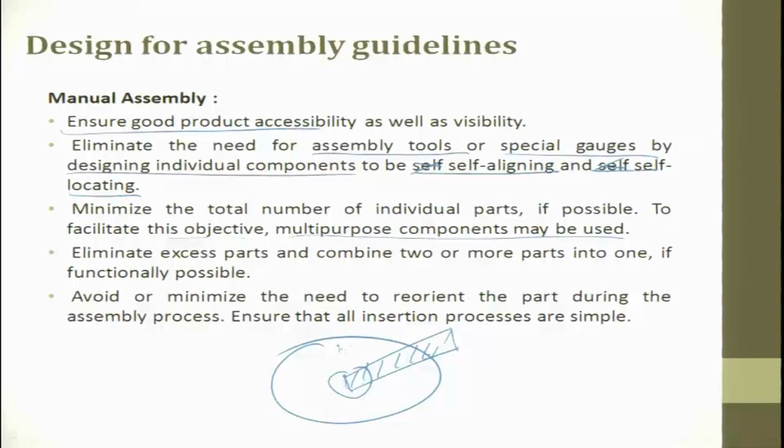So now if you make it as a single piece, like injection molding, if I draw the side view it will be something like this. So here, eliminate the excess parts and combine two or more parts into one, if functionally possible. Then avoid or minimize the number of reorientations of the parts. See, if you look at a PCB, all the assembly of ICs and other things happens only in one direction. Why? Because assembly happening in one direction is much easier and faster.